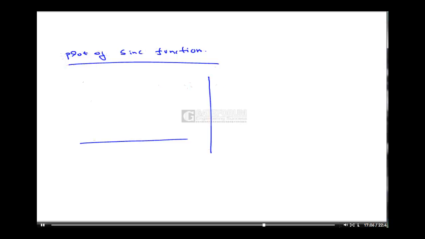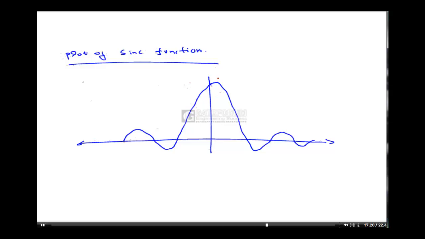Plot of the sinc function. From the given function, the magnitude at the top is A tau. This is my frequency axis, and this is magnitude. This is f equal to 0. These points are 1 by tau, 2 by tau, minus 1 by tau, minus 2 by tau.